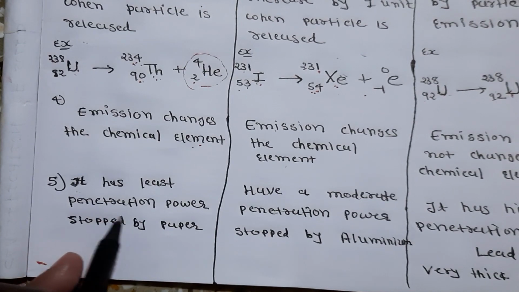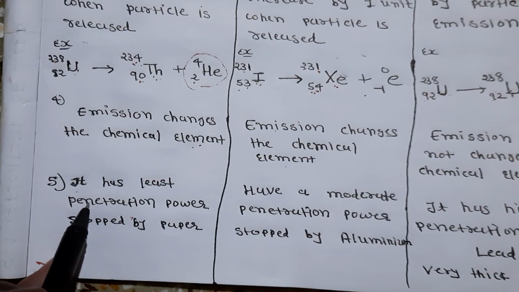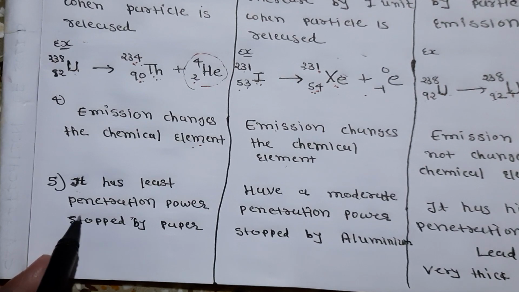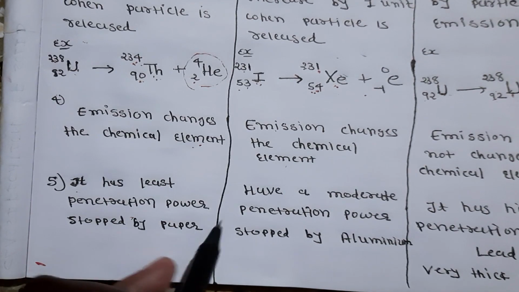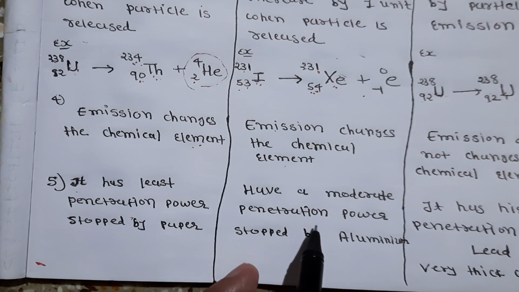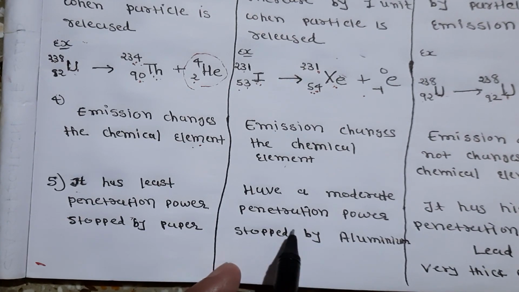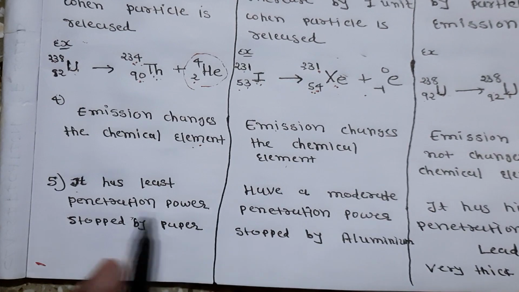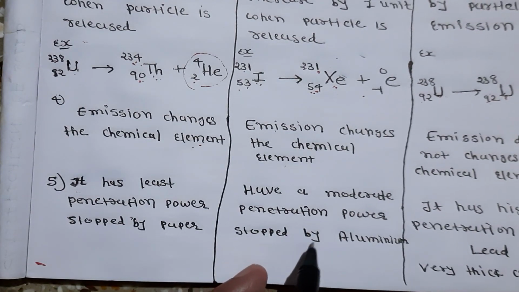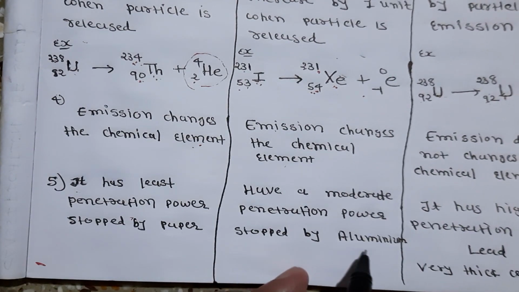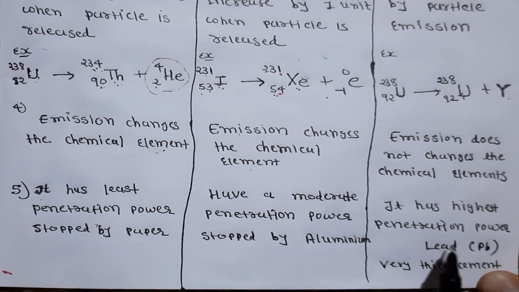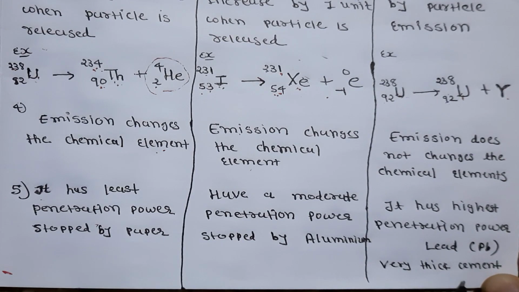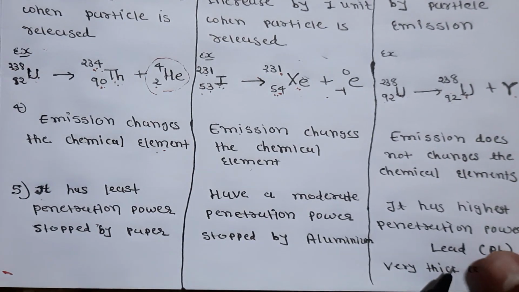Alpha particle is heavy, so it has the least penetrating power, and these rays can be stopped by only paper. Beta particle has moderate penetrating power, more than alpha particle but less than gamma particle, and it can be stopped by aluminum foil. Whereas gamma particle is highly energetic and it can be stopped by very thick cement or a lead element.